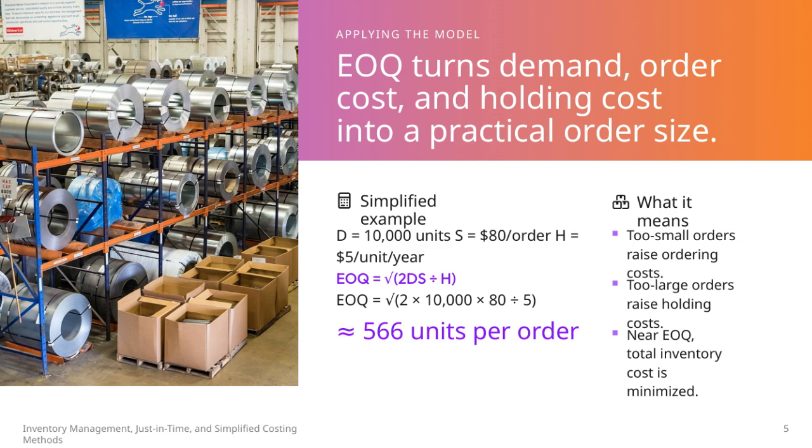What does this mean for us? If we order too little, we'll end up placing too many orders, which increases our ordering costs. On the other hand, if we order too much, we'll incur higher holding costs from storing excess inventory. By ordering near the EOQ, we minimize total inventory costs, finding the sweet spot between ordering and holding expenses. This balance is crucial for effective inventory management, just-in-time strategies, and simplifying our costing methods.